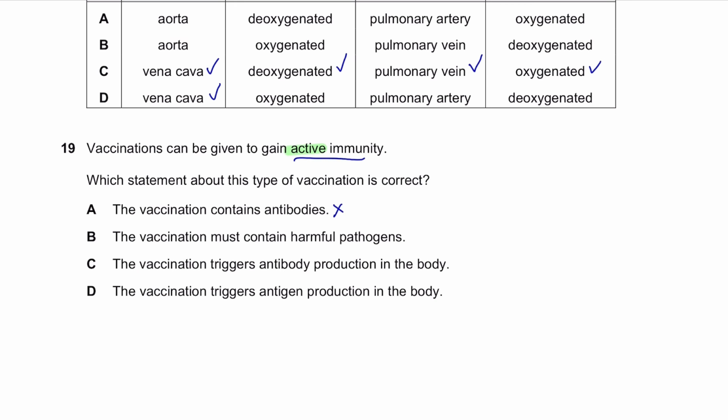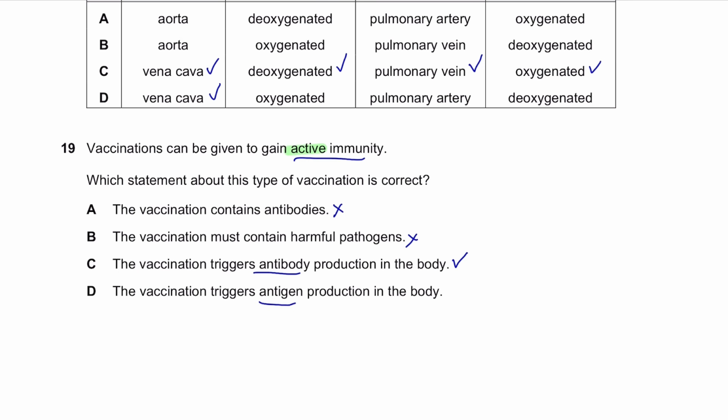The vaccination must contain harmful pathogens. No, you don't necessarily need the exact pathogens, you just need to insert the antigens. So no. The vaccination triggers antibody production in the body. Yep, this is exactly what active immunity is about. It triggers the antibody production, and the next time you're exposed to the same type of pathogen, your body will just automatically produce antibodies.